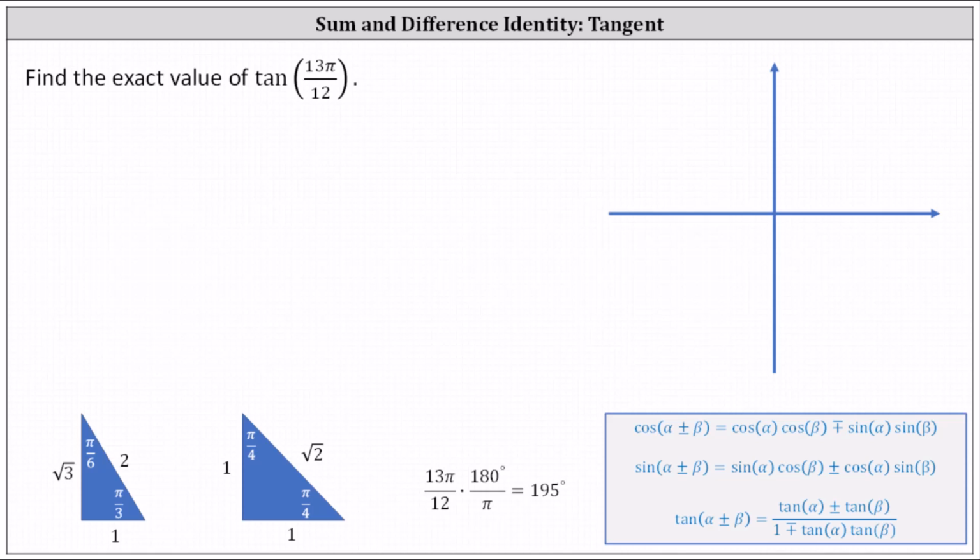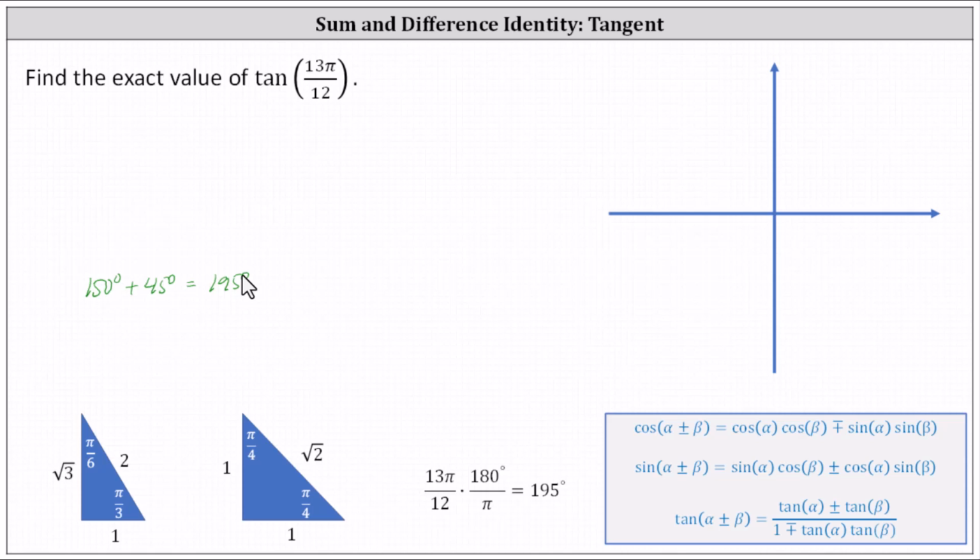The first step is to find two angles that have nice reference angles that have a sum or difference equal to 13 pi divided by 12 radians, or as we can see below, 195 degrees. Sometimes it is helpful to work with degrees first and then convert back to radians. For example, two angles that would sum to 195 degrees that have nice reference angles would be 150 degrees plus 45 degrees.